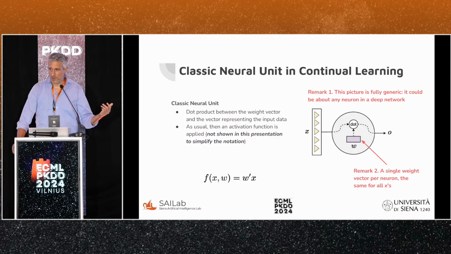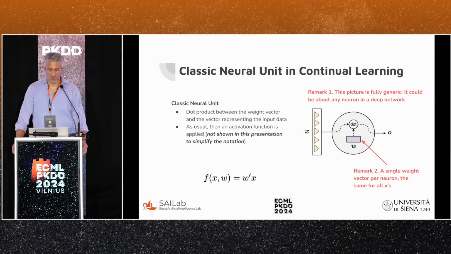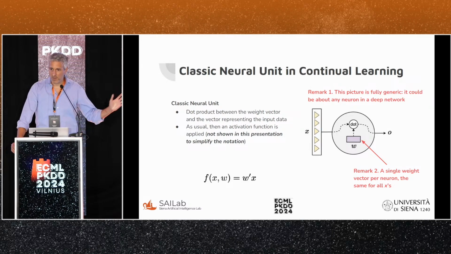Okay, that's the classic neuron in an ordinary neural network. You have a vector of weights. I'm using this purple horizontal bar to represent the vector of weights. And you do the dot product with the input of the neuron to get the output. Forget about the activation function. It can also be there, but it's not important for the point I want to make. And this is a generic neuron. It can be everywhere, not only in the first layer of the network. It could be in some hidden layers, in the output layer, anywhere. So that's a very generic picture, the one I'm showing.